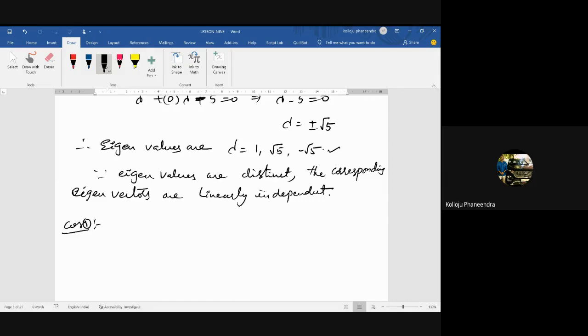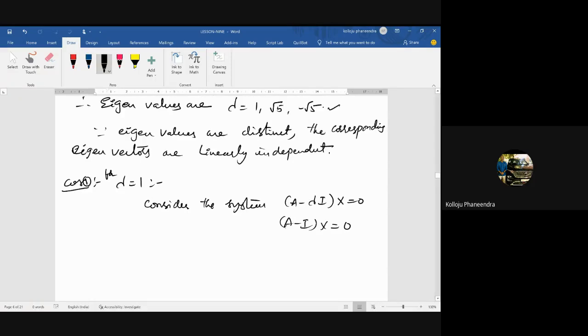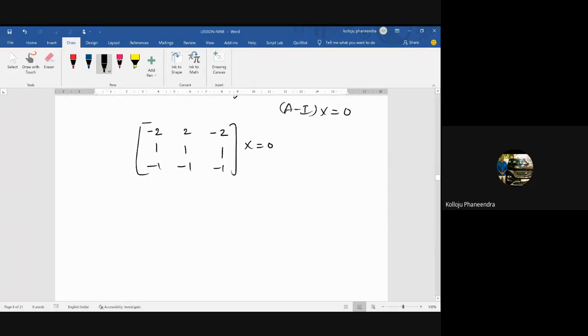The matrix transformation is required. Therefore, I have to calculate the eigenvectors for lambda equal to 1. For lambda equal to 1, consider the system. What is that system? A minus lambda I into x equal to 0. So this is A minus I into x equal to 0. So what does this become? A minus I, lambda is 1. So this becomes minus 2, 2, minus 2; 1, 1, 1; negative 1, negative 1, negative 1, into x equal to 0.